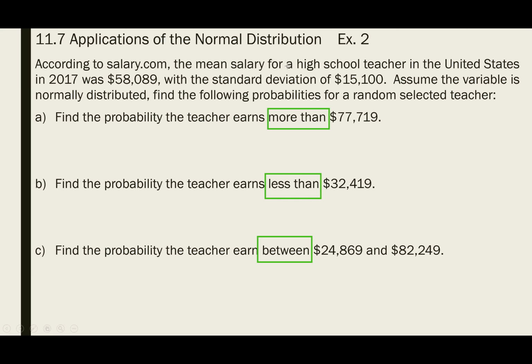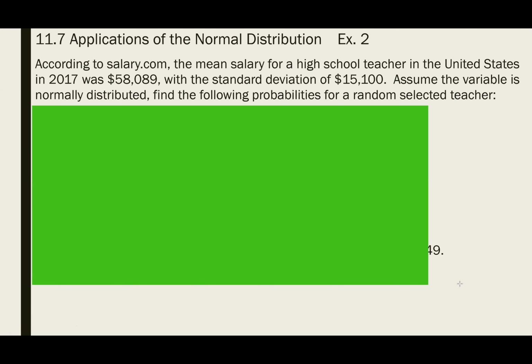Okay, so again, let's attack this problem. I think I typed all three of them up here for you guys to see. Before we look at the problem, let's take a look at the information they give us. What data do they give us? They say, according to salary.com, the mean salary for a high school teacher in the United States in the year 2017 was $58,089 with the standard deviation of 15,100. Assume the variable is normally distributed.